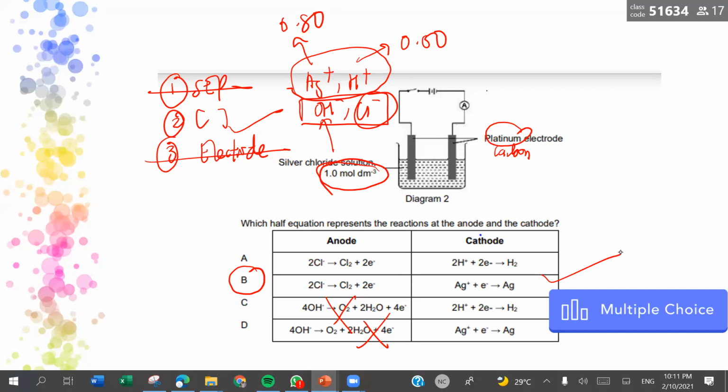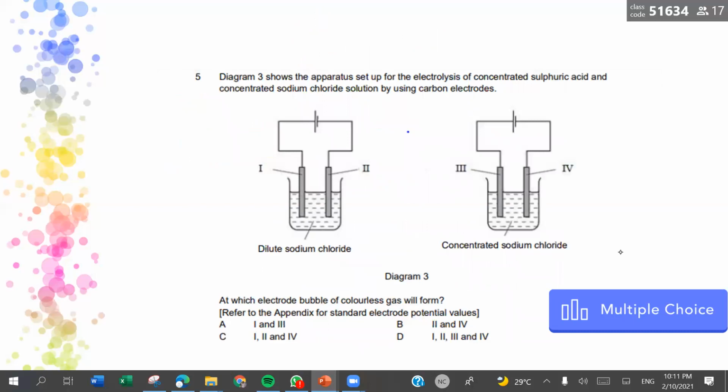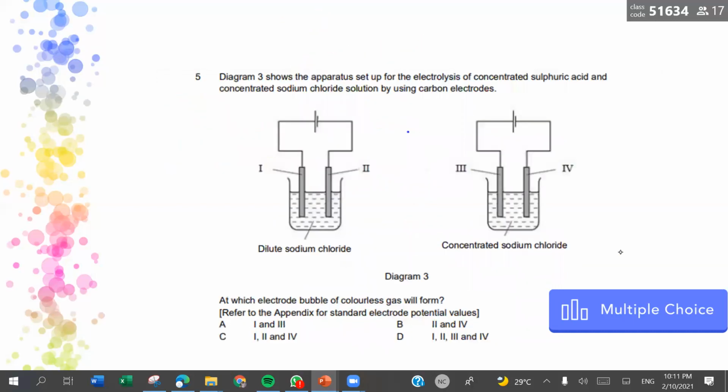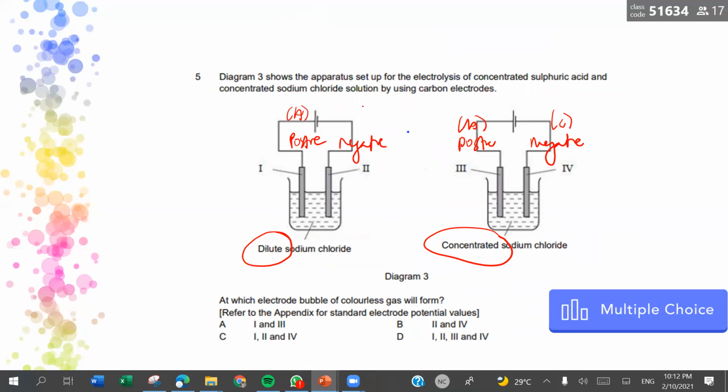Yes, yeah. Okay. Do this question for me. I've got only, I think that's it. I'm going to stop at number 6. The rest I will give you all to do on your own. Dilute sodium chloride, concentrated sodium chloride, where bubble of colorless gas will form. Think. Concentrated, dilute. Think. I'm helping you. Positive, negative. Talk to yourself. Always talk to yourself.